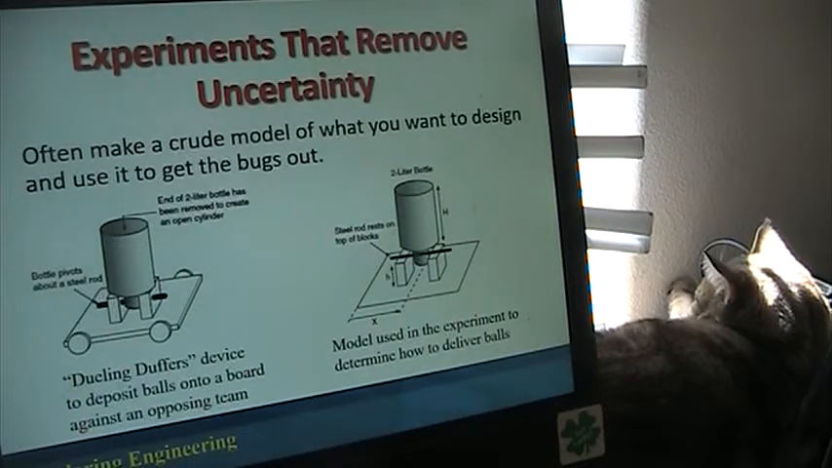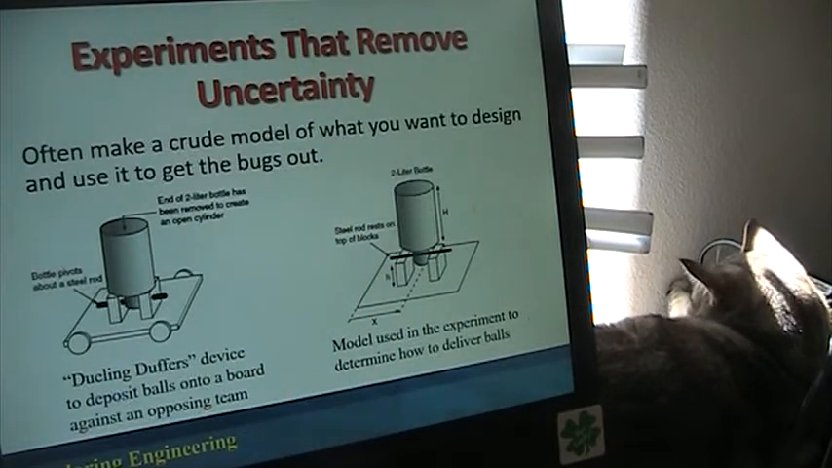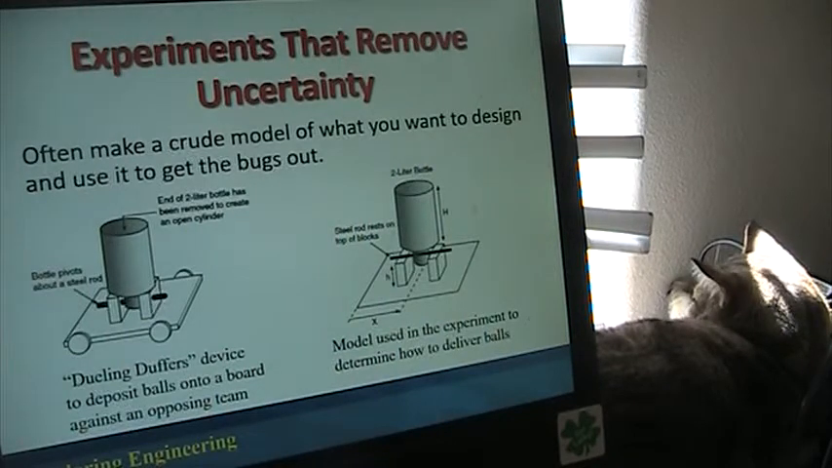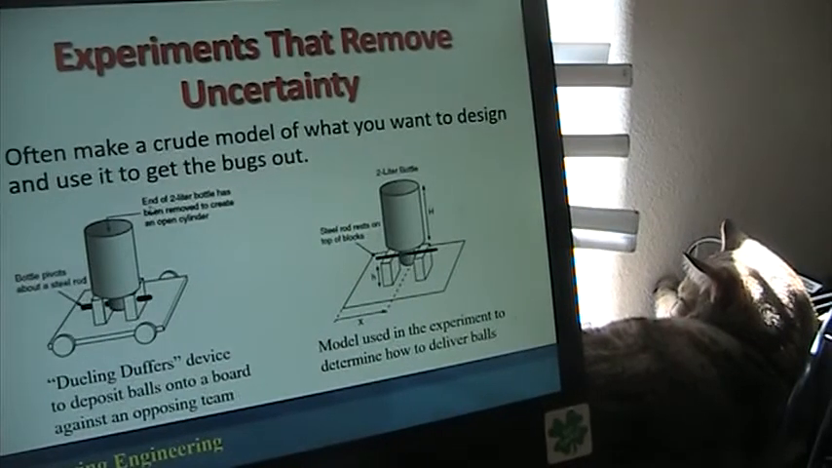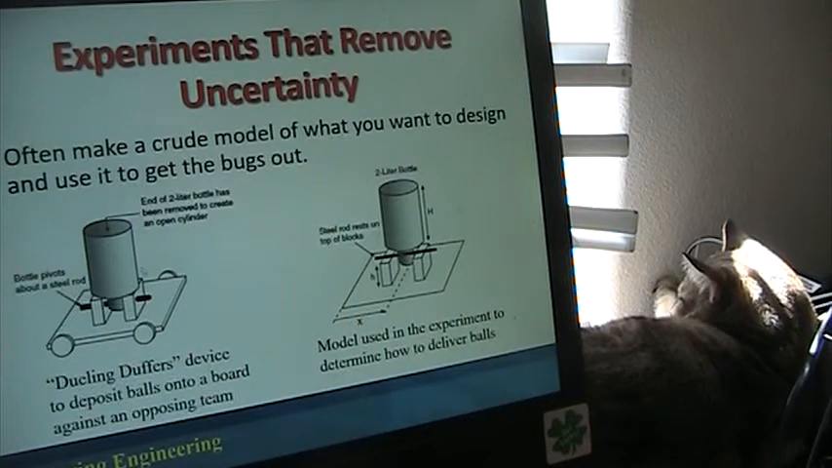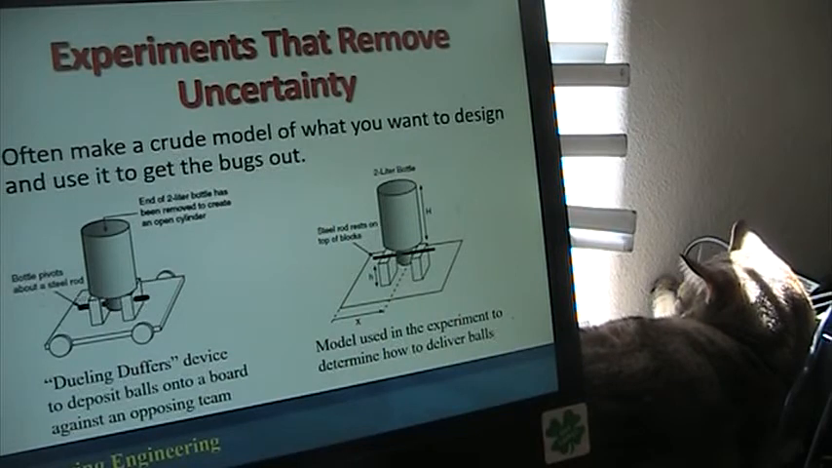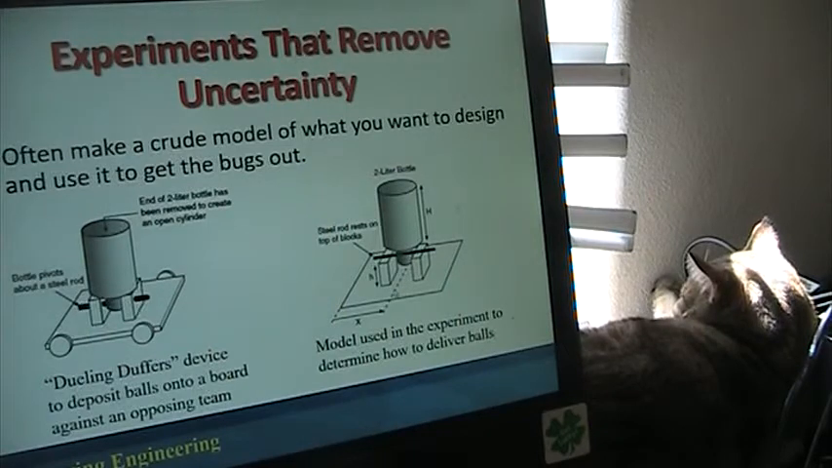So they have the dueling duffers device, and the idea is it's supposed to go over and deposit balls on a board against an opposing team. Okay, man, whatever. So they're using a 2-liter bottle where they've removed the top. The bottle is going to pivot around a steel rod. So it looks more to me like they've cut the bottom off the 2-liter bottle, right? So then over here, they've just made an approximation of that as quickly as possible to see whether that is something that's going to work, or can we tweak it and it will work, or this is just a totally useless design. We need to start over.